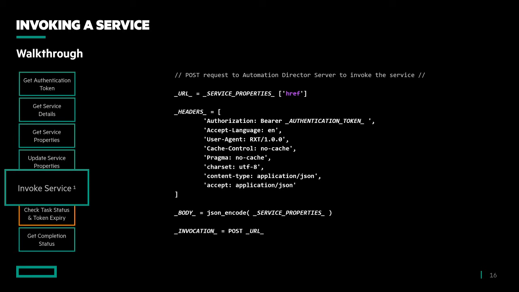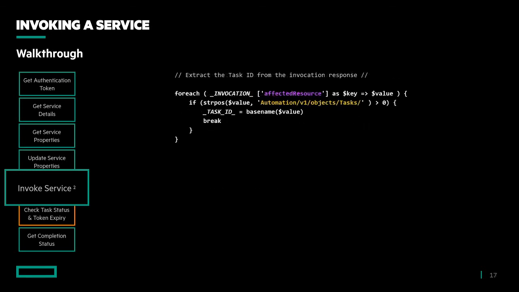In return, we are provided an invocation response, which contains a unique task ID. We need this to monitor the ongoing progress of our running service. The invocation response also contains the URL we need to call in order to monitor the task progress. However, because we will also need the task ID in a later step, it makes sense to extract it from the invocation response rather than just using the provided URL.